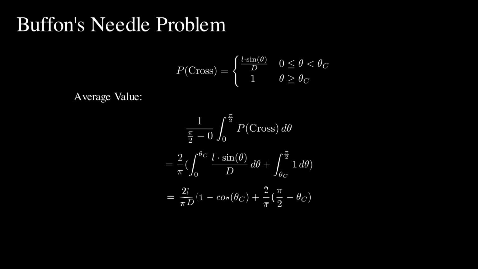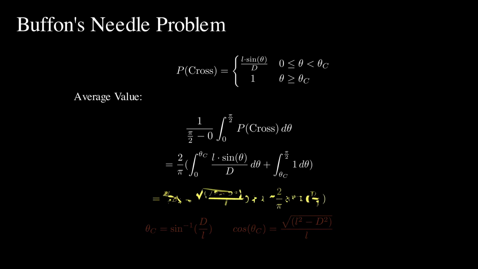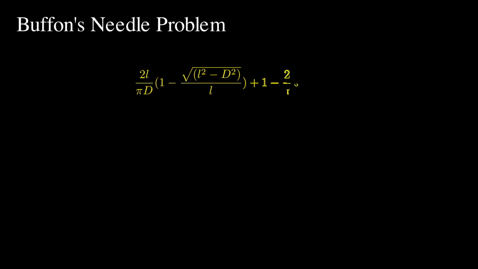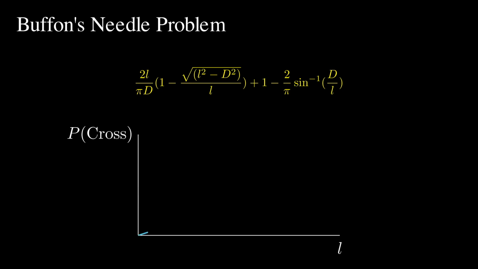To remove the critical angle from this final solution, we can use trig to find that theta c equals the inverse sine of d over L, and the cosine of theta c is the square root of L squared minus d squared, all over L. Substituting this into our final solution gives us a generalized solution for a probability function. Graphing this function shows that as L gets bigger, the probability approaches 1.